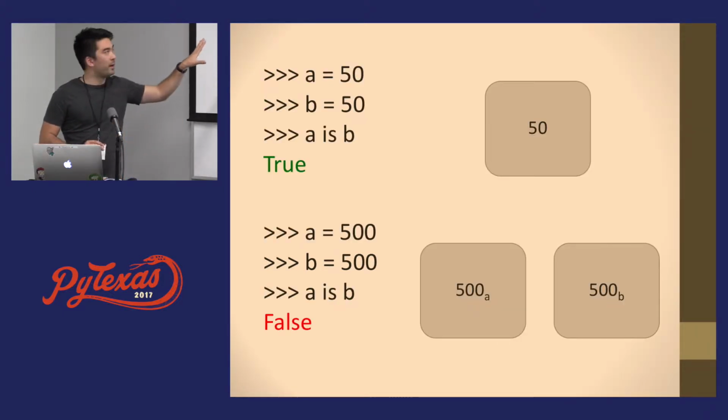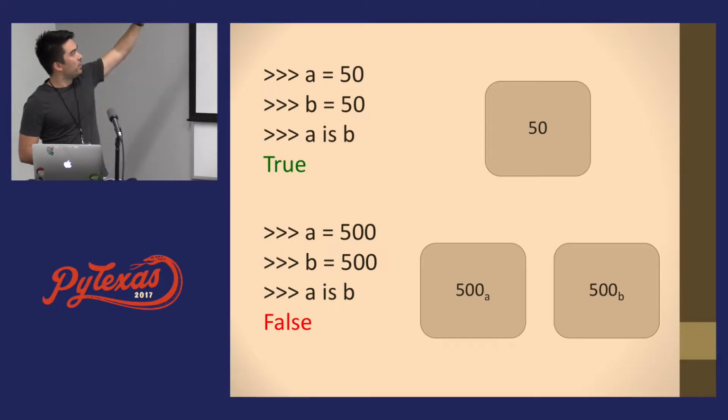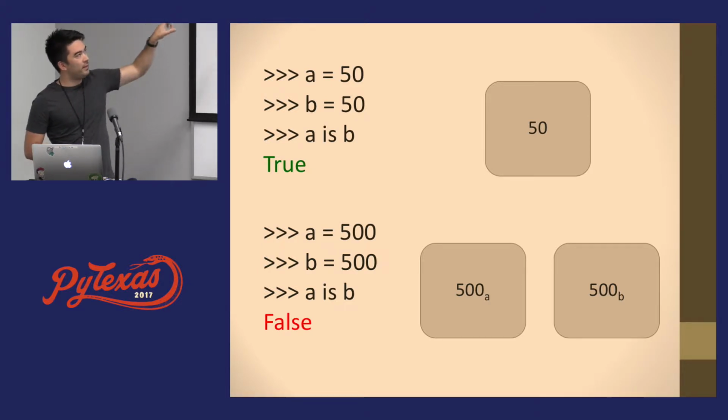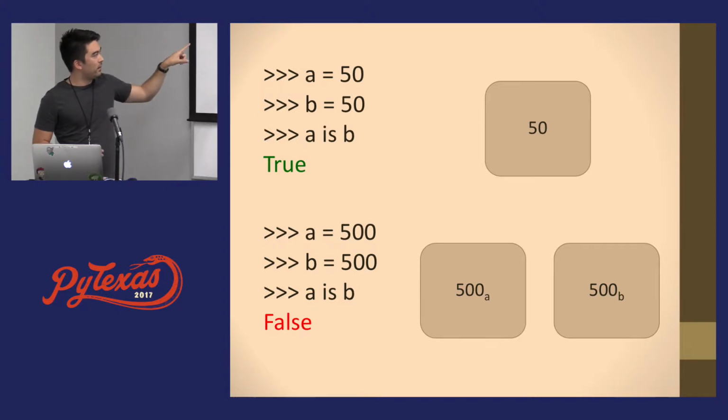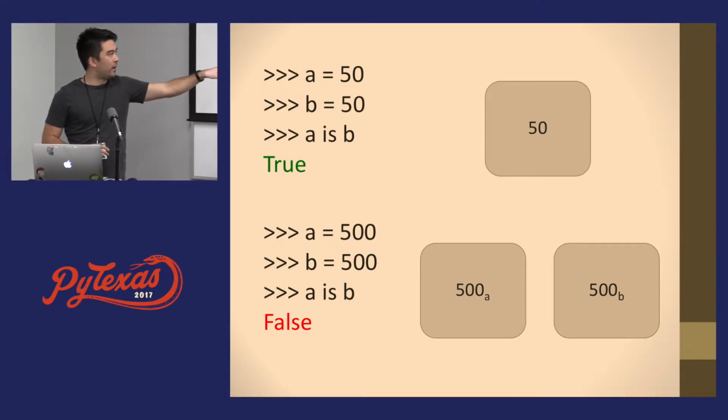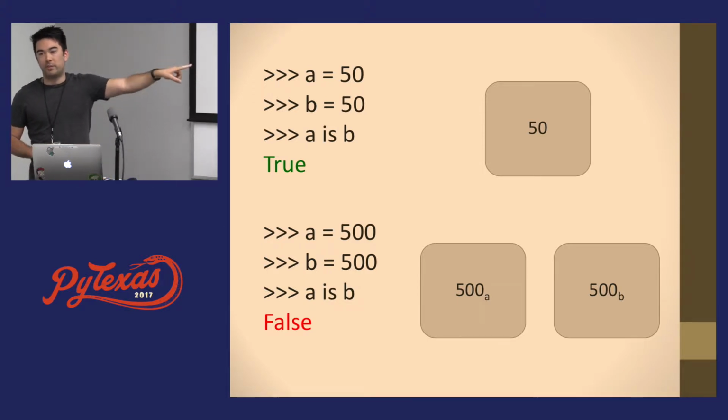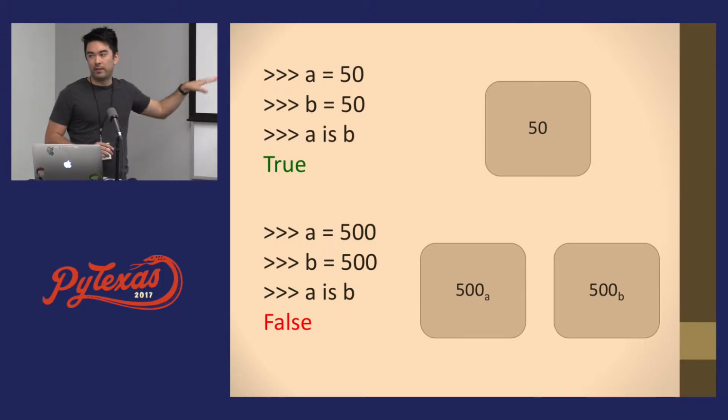So to go back to our original example, when we're doing A is 50 and B is 50, that's getting assigned to this one object. In the second case, A is 500, that's going to its own object. B is 500, that's going to a separate object. And that's why they don't end up being the same.